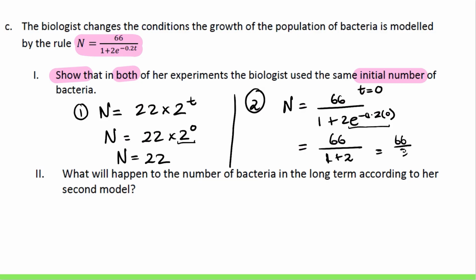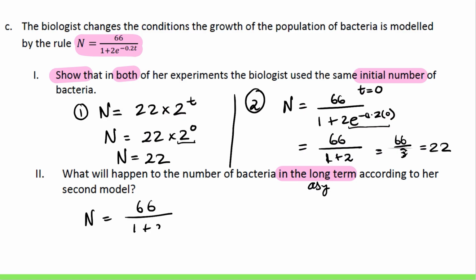66 divided by 3 is going to be a very lovely number of 22. All right, now the second question says, what will happen to the number of bacteria in the long term? Again, it's asking us about whether it's an asymptote or just what the behavior is going to look like according to her second model.